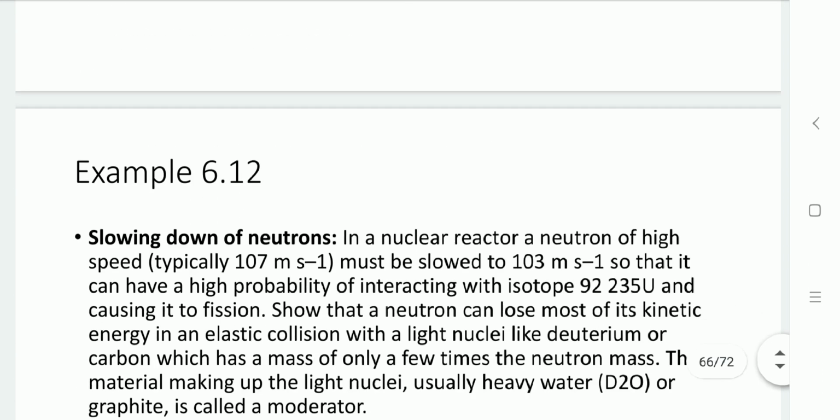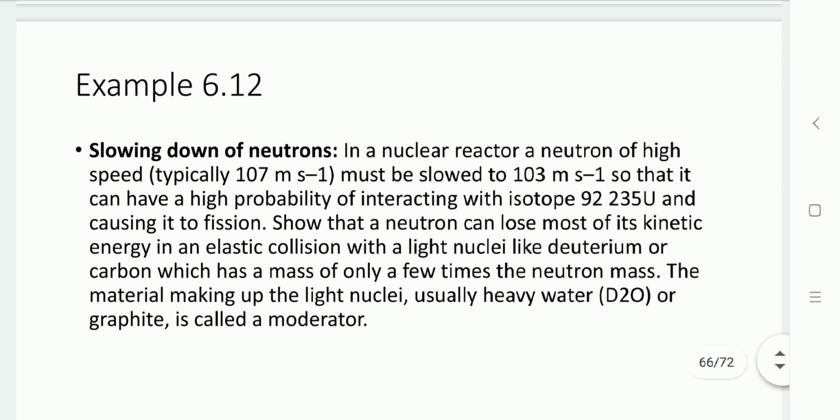Now let us go through an example: slowing down of neutrons in a nuclear reactor. A neutron of high speed, about 10 raised to 7 meter per second, must be slowed down to 10 raised to 3 meter per second, so that it can have a high probability of interacting with the isotope, that is uranium 235 (92), and causing it to fission.